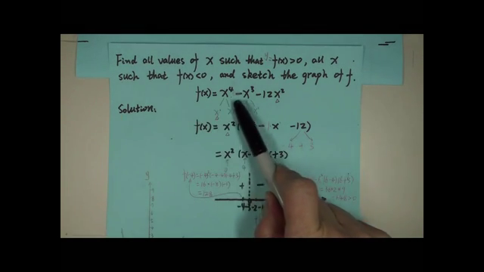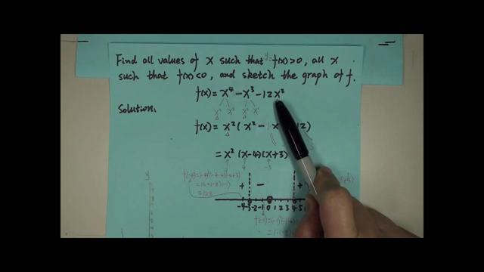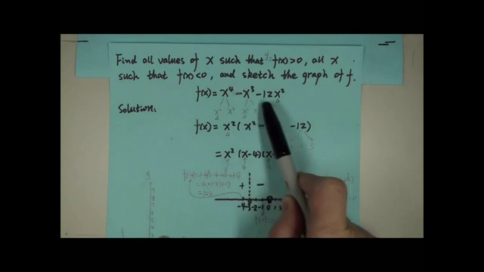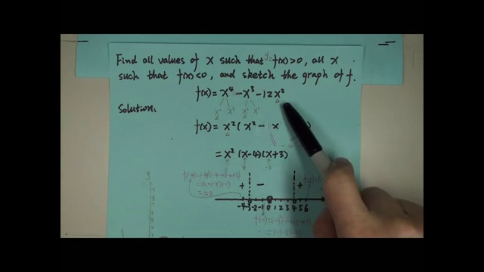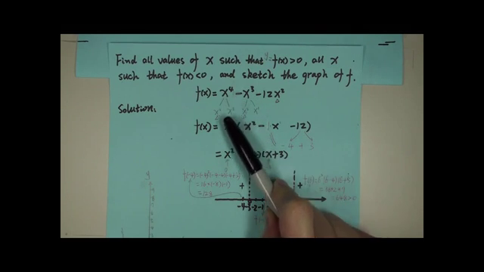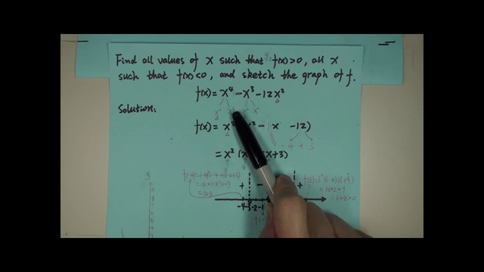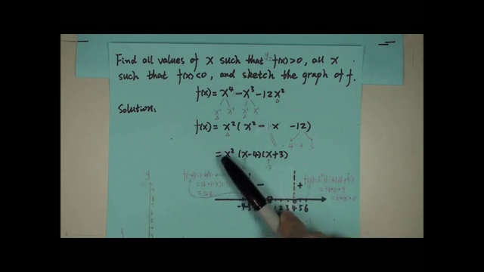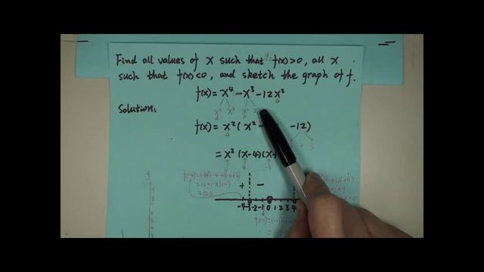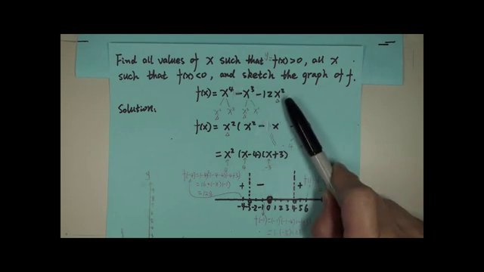This is the given function. We want, first of all, to factor this one. How? X to the fourth is x squared times x squared. You add exponents 2 and 2 together, you have 4. X cubed is x squared times x to the first power. 1 plus 2 is 3.